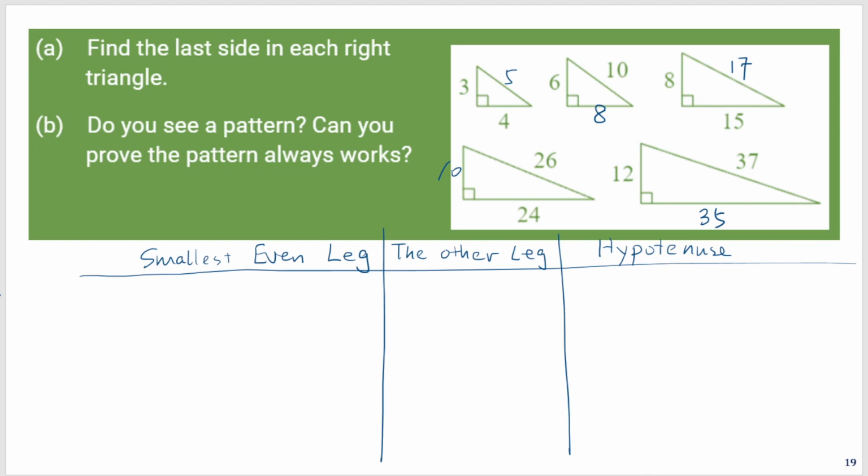Okay, for the first triangle here, the smallest even leg is 4, the other leg is 3, and the hypotenuse is 5. For the second one, the smallest even leg is 6, the other leg is 8, and the hypotenuse is 10.